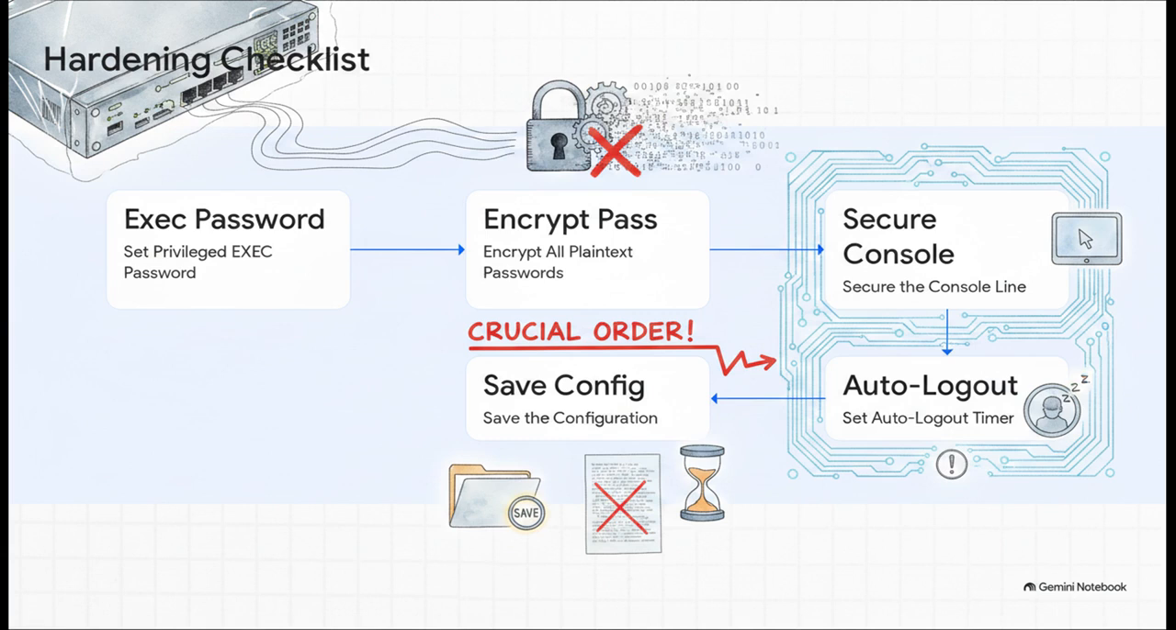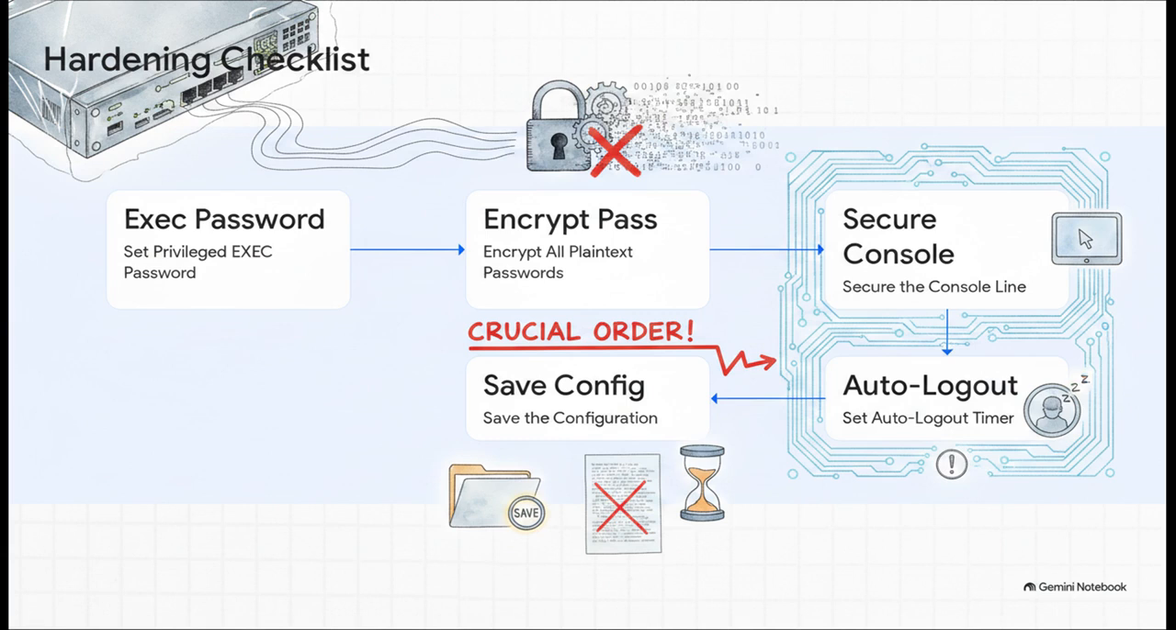Step 1. Set your privileged exec password using enable secret. Step 2. Run service password-encryption. Step 3. Secure your console line. Step 4. Set an auto logout timer so those idle sessions don't just stay open forever. And finally, Step 5. Save the configuration.